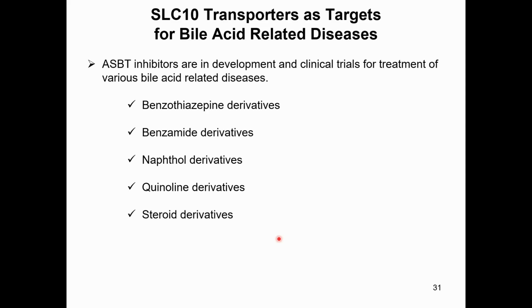Okay, so ASBT is the same as SLC10A2. That's just the name of one of these SLC transporters. But basically, people have developed inhibitors that work on these transporters for bile acids. And here are some of these.